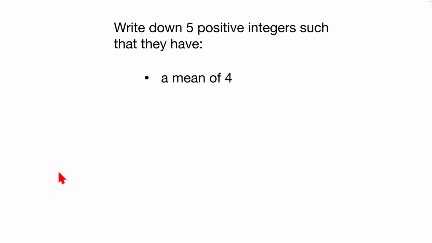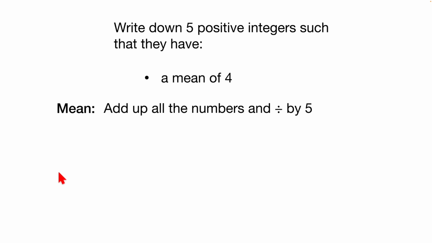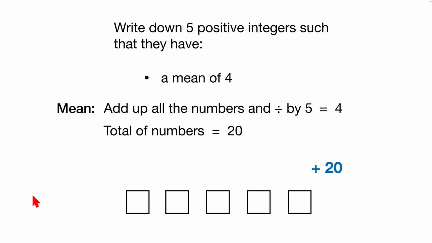A mean of 4. Well, a mean is you add up all the numbers and divide by 5, because there are 5 numbers, and in this case it's 4. Now, what number divides by 5 to give you 4? 20. So the total of all the numbers is 20, and this is the important thing. So the moment you calculate that, forget about mean of 4, just remember that the total of all the numbers is 20, and you can just write it to one side.